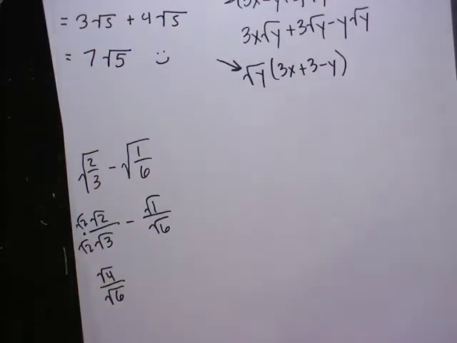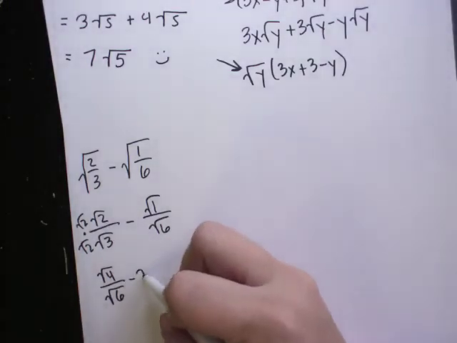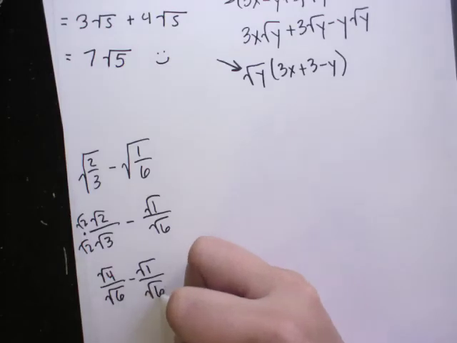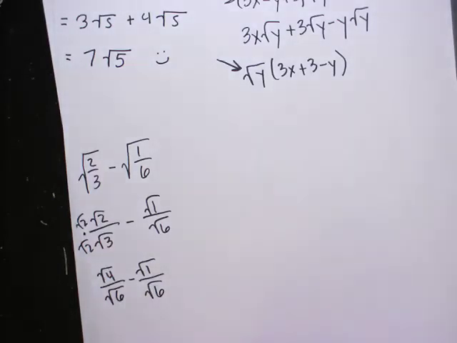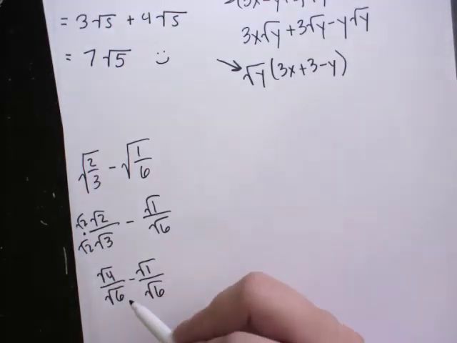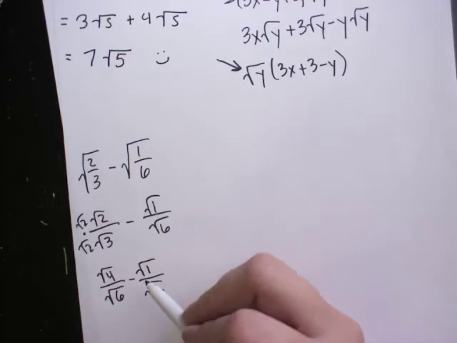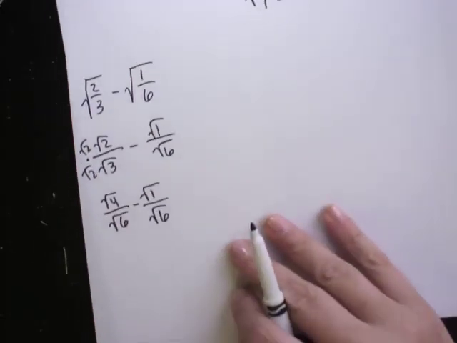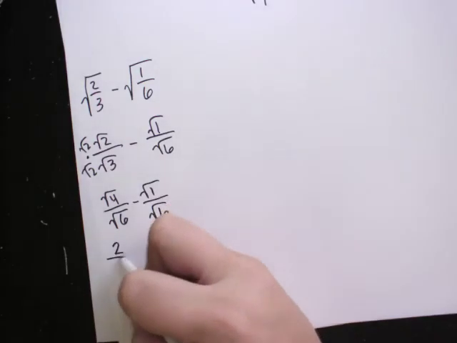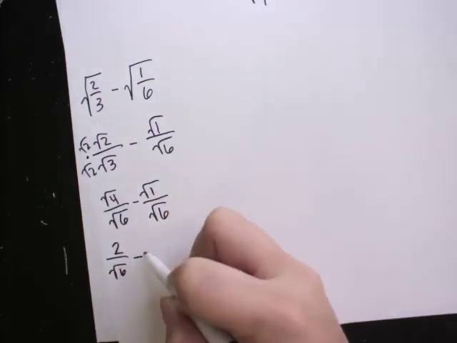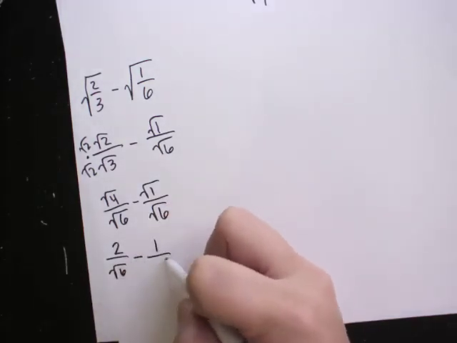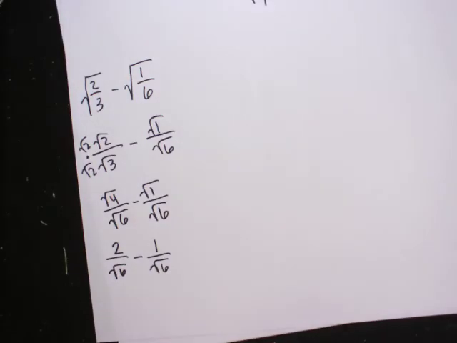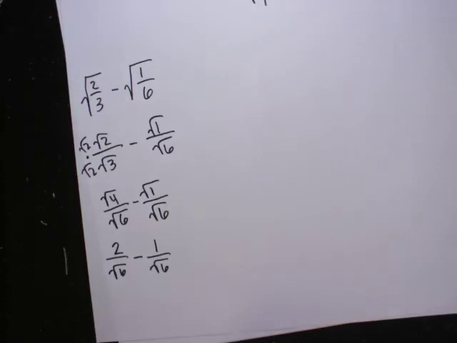So now we can combine these, right? Well, no. We can't combine them. We need to simplify them first. The square root of 4 is 2, so it would be 2 over the square root of 6 minus 1 over the square root of 6. Now they have common denominators, so how do we subtract these?